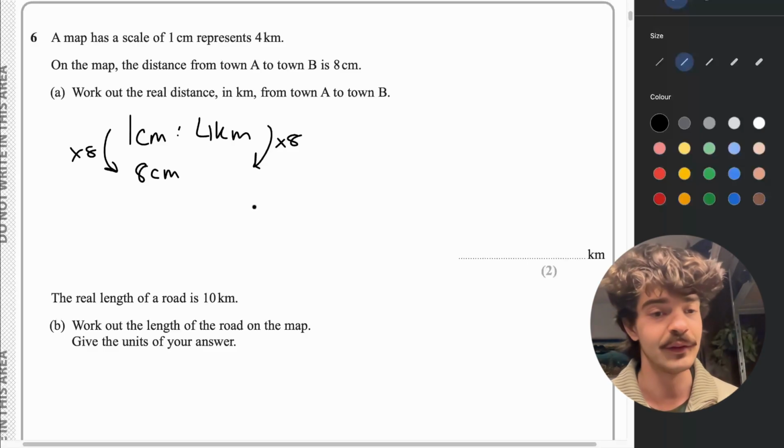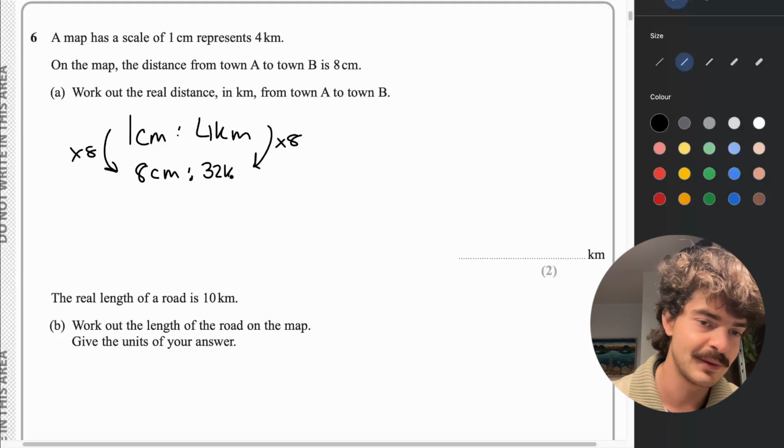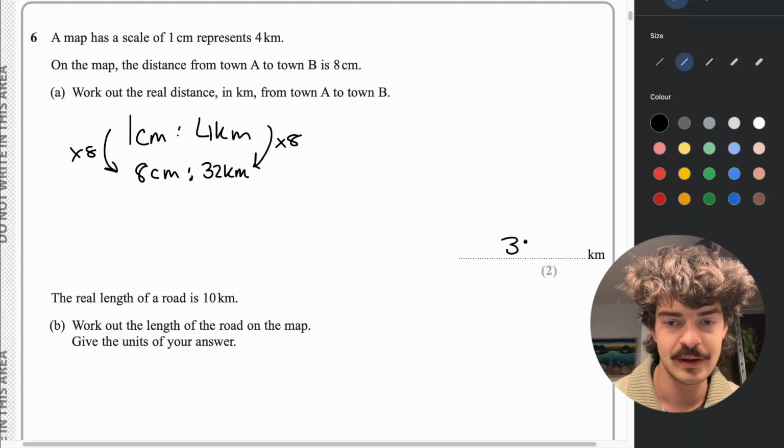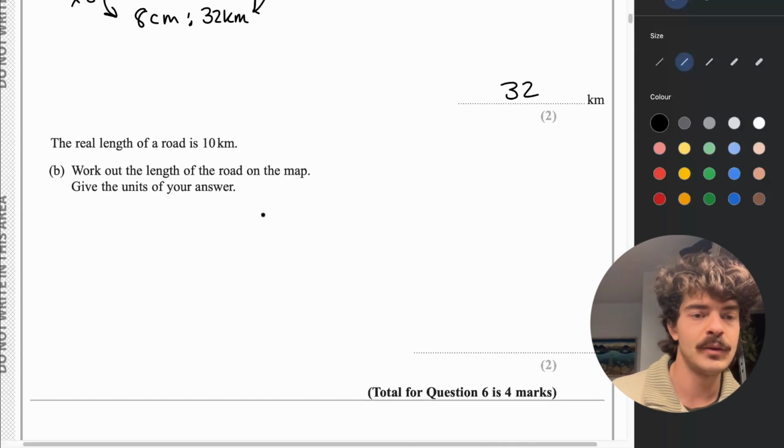If you're feeling a little bit nervous with your mental maths, might as well just slap this into a calculator. But that would give you 32 kilometers. 32 there. Cool.